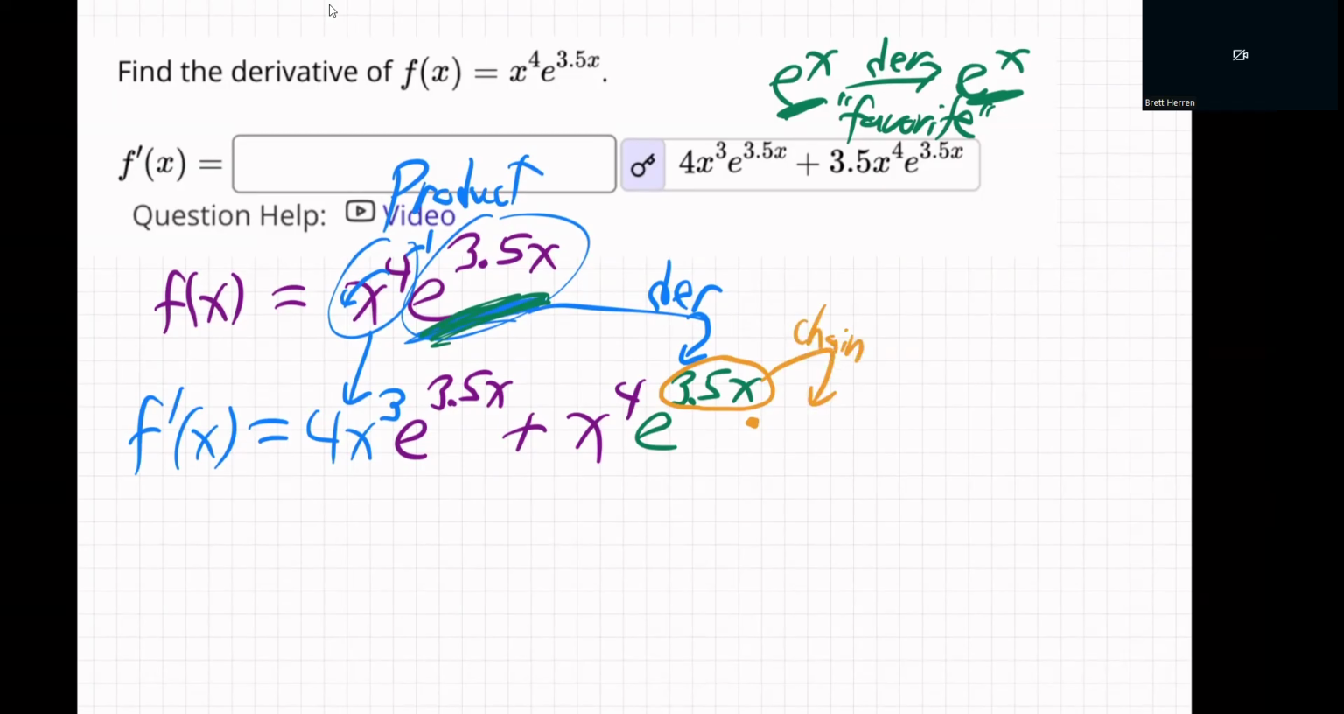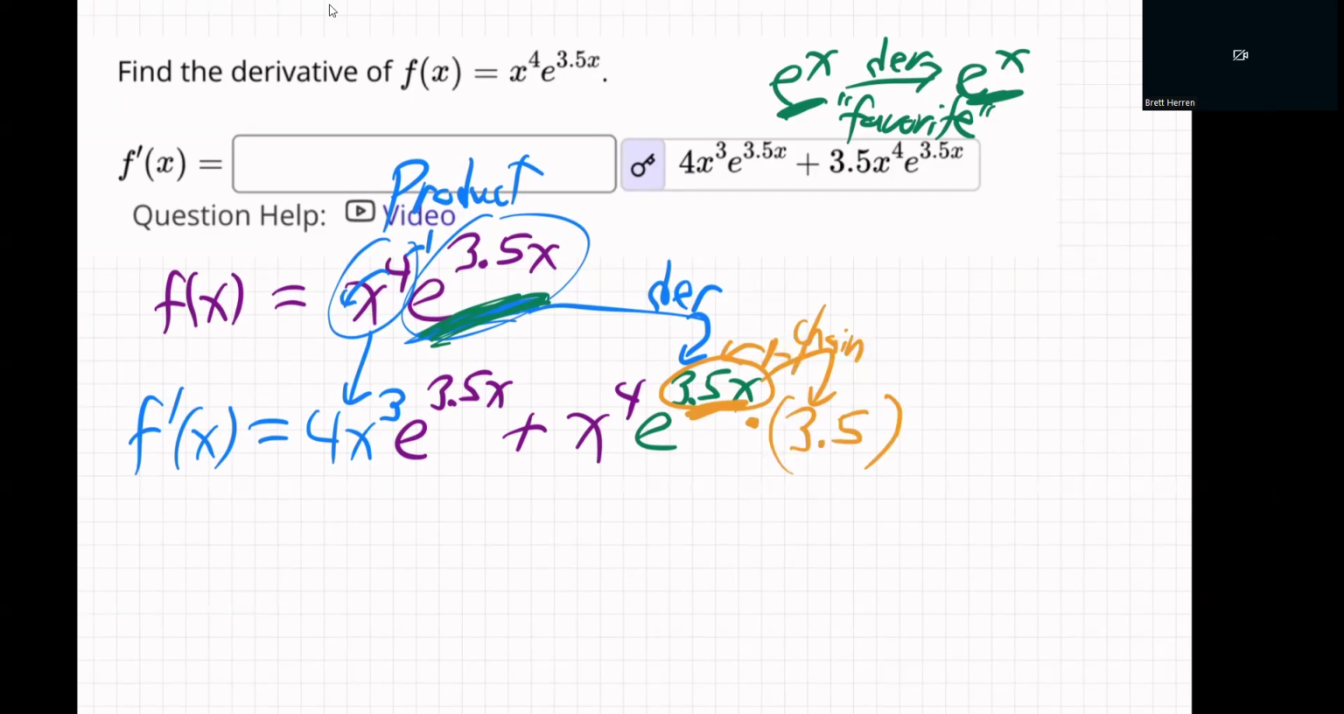It basically says if you have a function inside of a function and the inside thing is not a simple x, then chain rule. So what's the derivative of 3.5x? Well, the one power comes down, 3.5, that's all it is, because then you subtract 1 from the power and the x is gone.